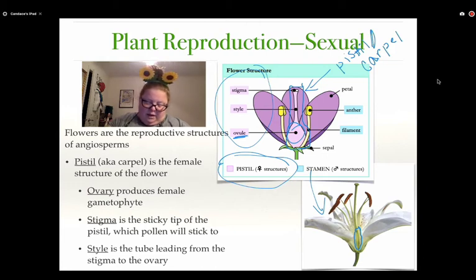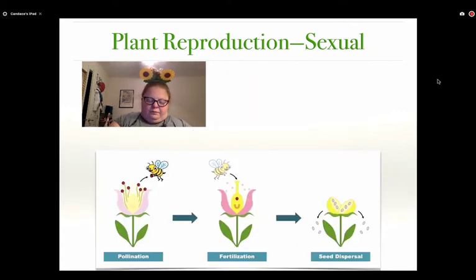Then at the top of the pistil, we have the stigma, and the stigma is sticky. That's where pollen is going to land and hopefully stick. And then this neck structure in between is called the style. So it's stigma, style, ovary from top to bottom. Okay? All right.